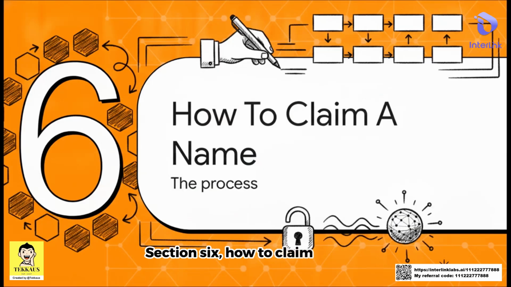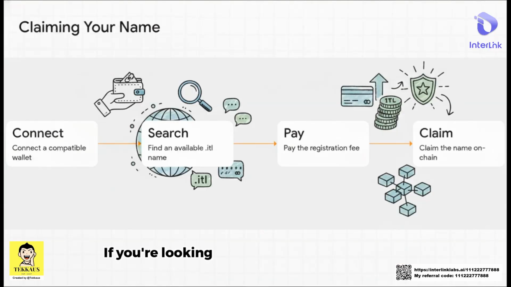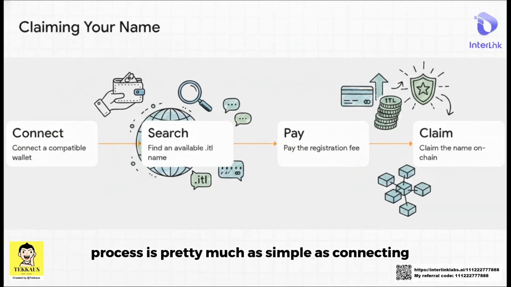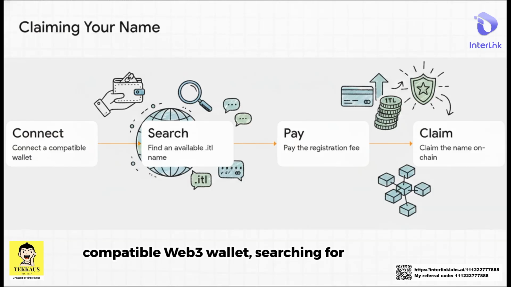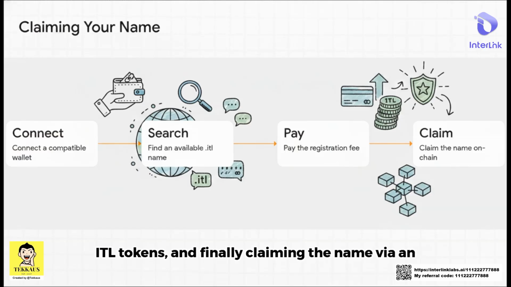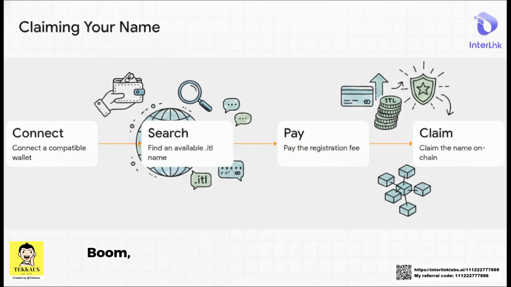Section 6. How to claim a name. If you're looking to actually interact with this infrastructure, the source outlines a really straightforward blueprint. The barrier to entry for securing a name is expected to be quite low. Once the app officially launches, the expected process is pretty much as simple as connecting a compatible Web3 wallet, searching for an available .itl name, paying the required registration fee in ITL tokens, and finally claiming the name via an on-chain transaction. Boom, you're done.